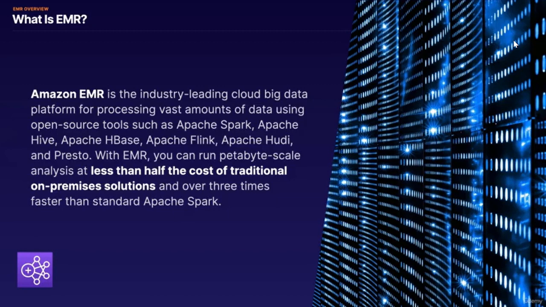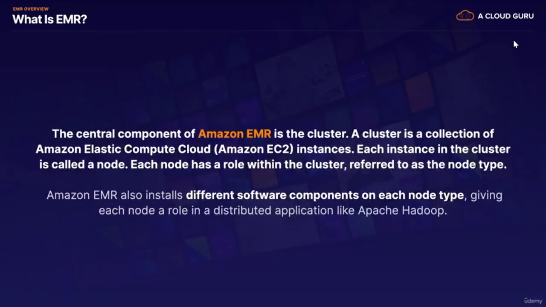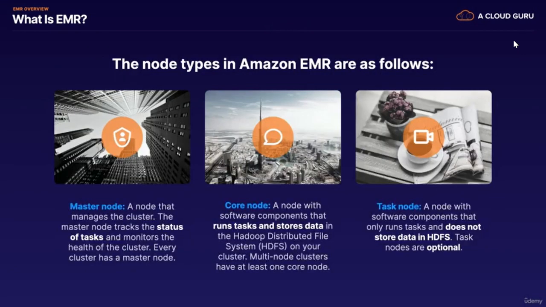So if you have any kind of scenario-based questions talking about big data, I want you to immediately start thinking about Elastic MapReduce. And the central component of Elastic MapReduce is the cluster. A cluster is simply a collection of Amazon Elastic Compute Cloud, or EC2, instances. Each instance in the cluster is called a node, and each node has a role within the cluster, and this is referred to as the node type. So EMR installs different software components on each node type, giving each node a role in a distributed application like Apache Hadoop. So let's look at the different node types.